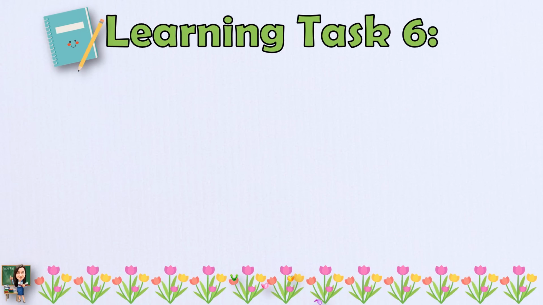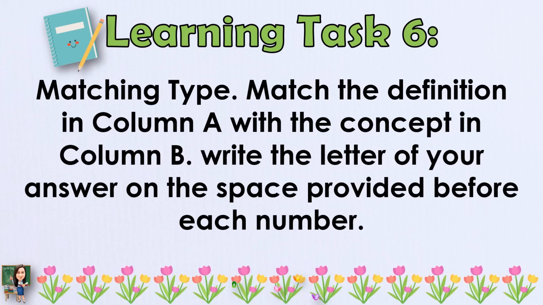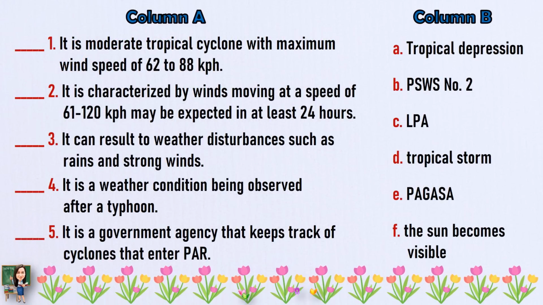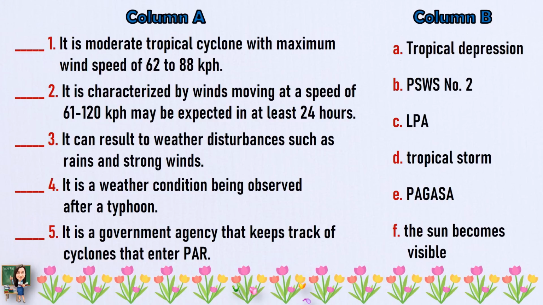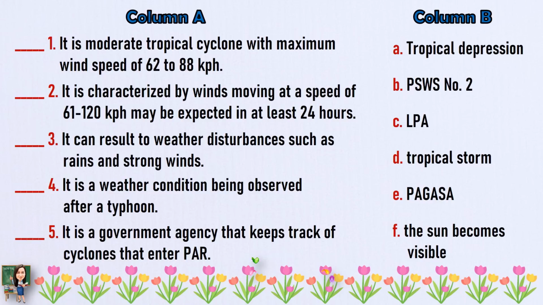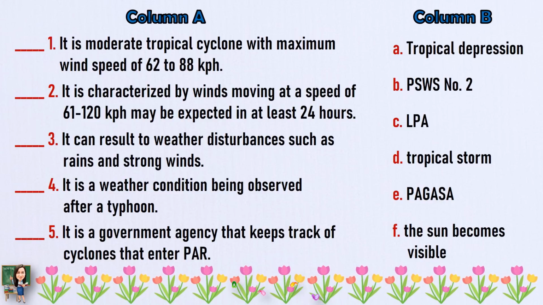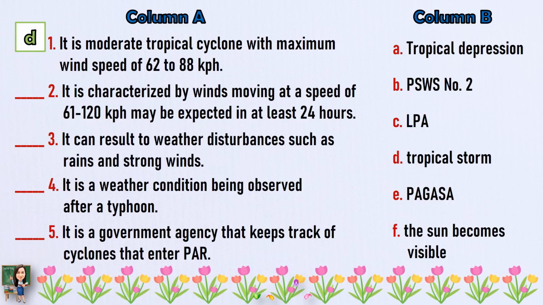For learning task 6, matching type. Match the definition in column A with the concept in column B. Write the letter of your answer on the space provided before each number. Number 1. It is moderate tropical cyclone with maximum wind speed of 62 to 88 km per hour. What is the correct answer? Choose the correct answer in column B. Very good. The correct answer is letter D, tropical storm.